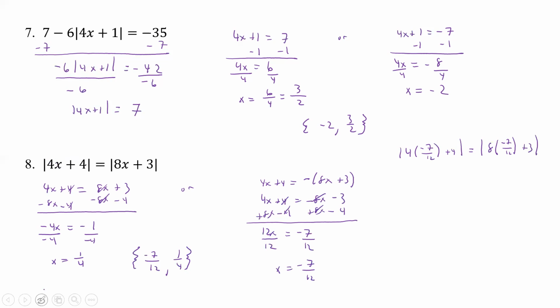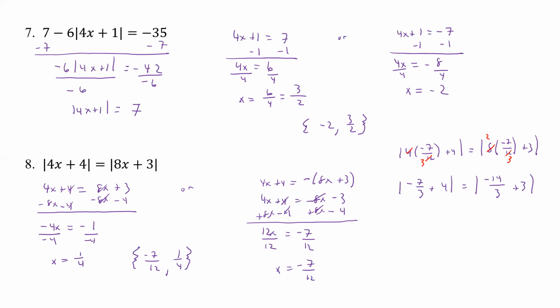And so now let's do some cancellations. So let's keep track here. 4 goes in here 3 times. 4 goes in here twice. 4 goes in here 3 times. So now what we have is absolute value. Well, that's going to be a negative 7 over 3 plus 4 equals. Now this one's going to be negative 14 over 3 plus 3.